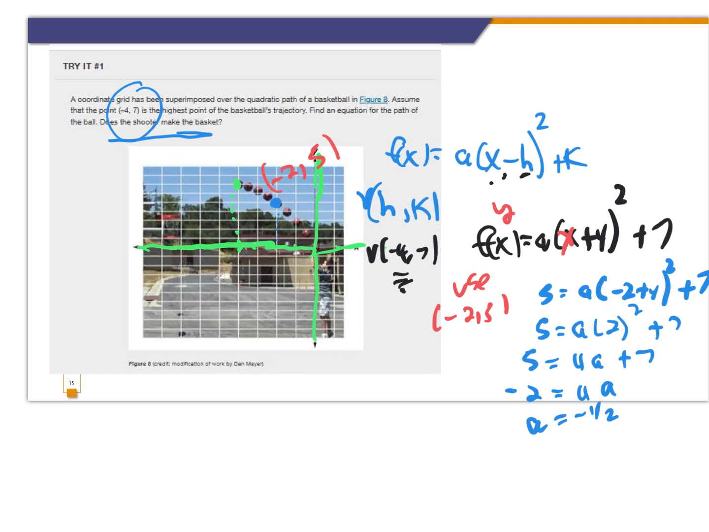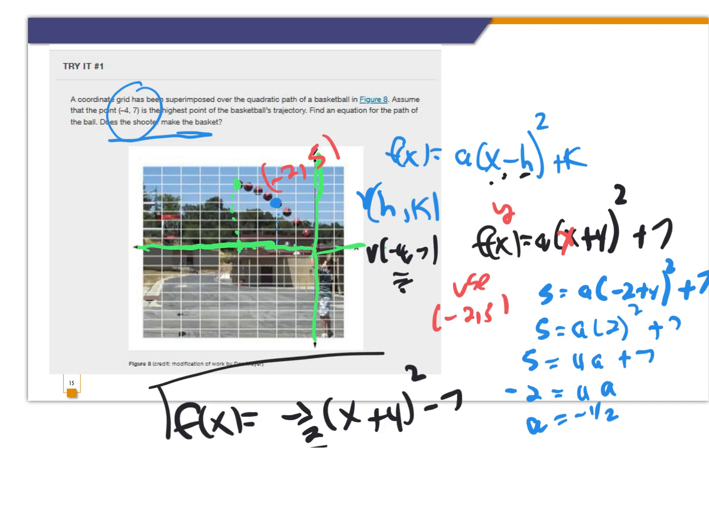So here's the equation. That was one of the things we want to do. F of x equals negative 1/2 times x plus 4 all squared minus 7. There's my equation. Now, the question was, will we make the basket?